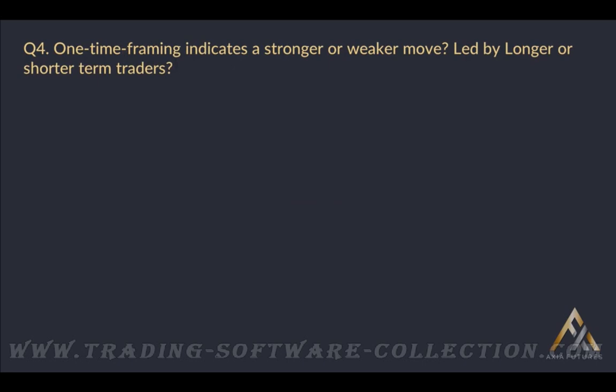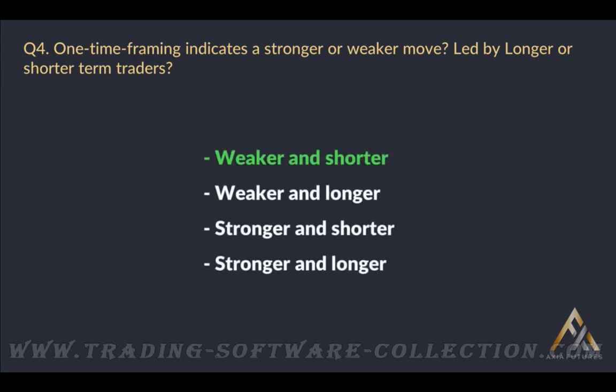Right, one time framing. This indicates a stronger or weaker move and is led by longer or shorter term traders. It's indicating a weaker move and it is led by shorter term traders. Reason being, one time framing occurs when, say, we're one time framing higher, the market does not take out the previous day's low. Therefore, each day that anyone enters a trade, you don't have to be a particularly strong hand. If you have a stop below the previous day's low, participants do not get stopped out. Therefore, weaker hands can stay in trades.